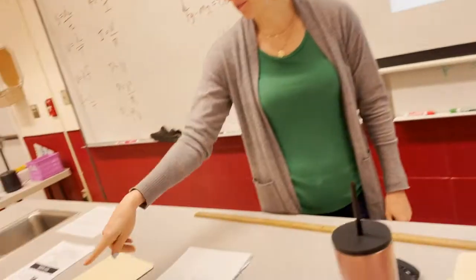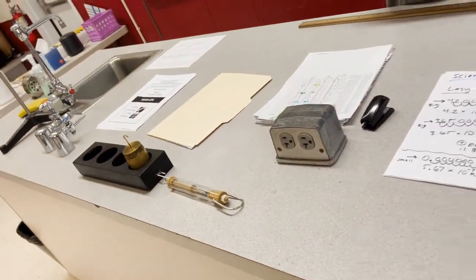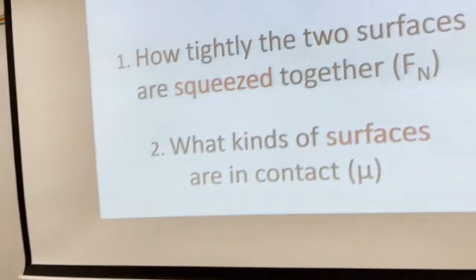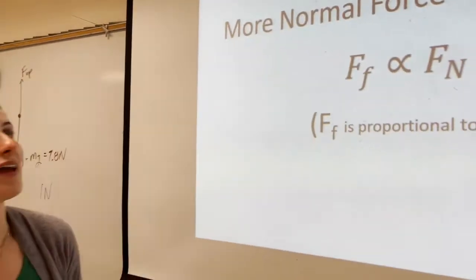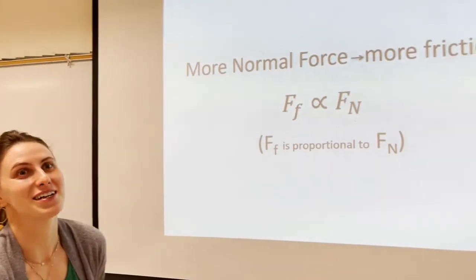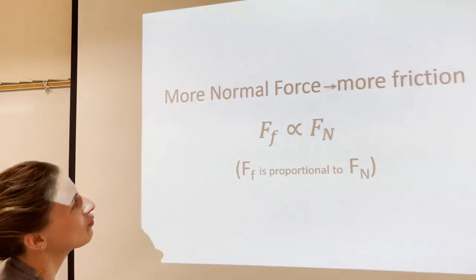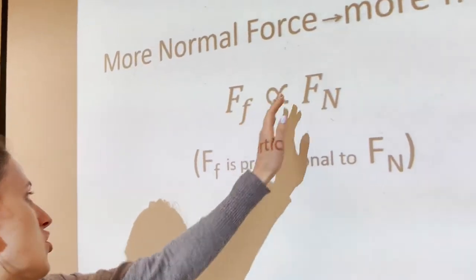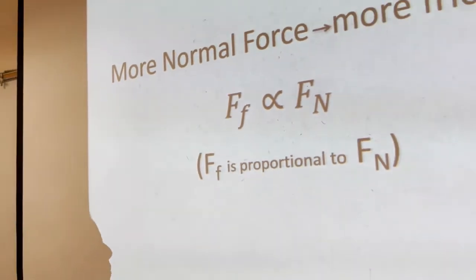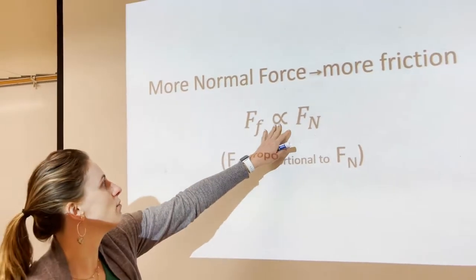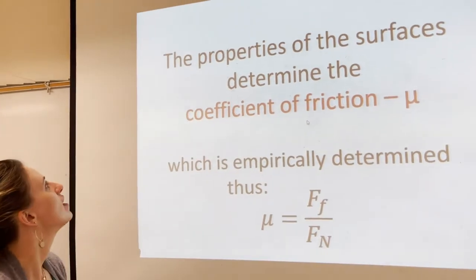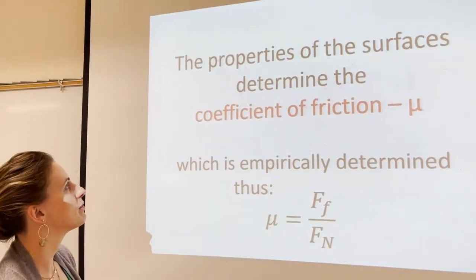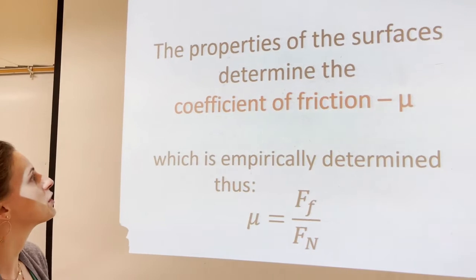Now, if we put a piece of paper under that, that would change the surface it was in contact with. The more normal force, the more friction. There is a direct relationship between these. The force of friction is proportional to the normal force, but this doesn't help us. We need a constant.